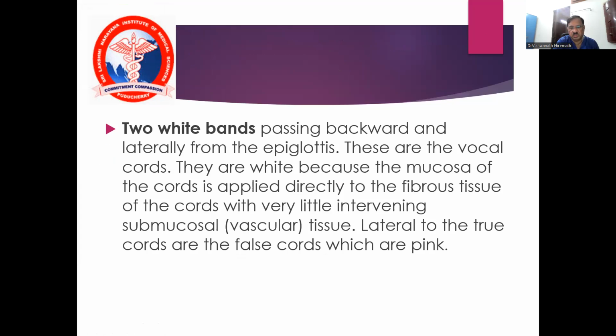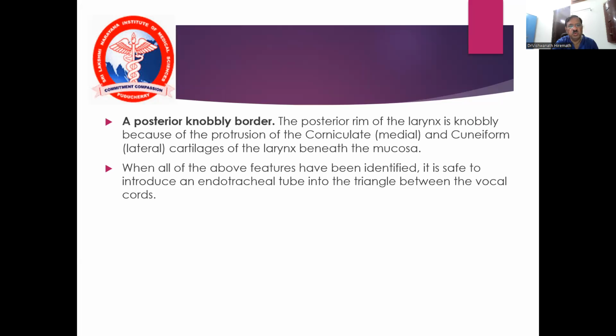That's a vascular tissue lateral to the two vocal cords, the false cords; they are pink in color. The posterior knobby structure represents the protrusion of the corniculate and cuneiform cartilages. Now, all of the above features have been identified. It is safe to introduce the endotracheal tube into the triangular area between the vocal cords.